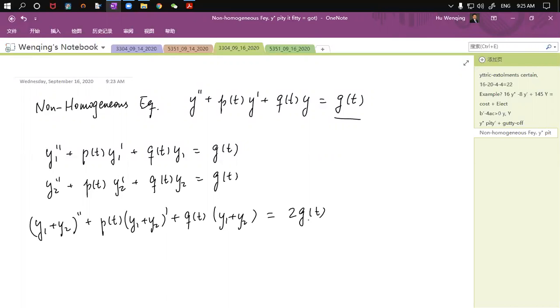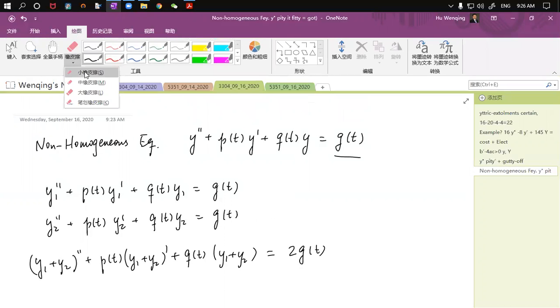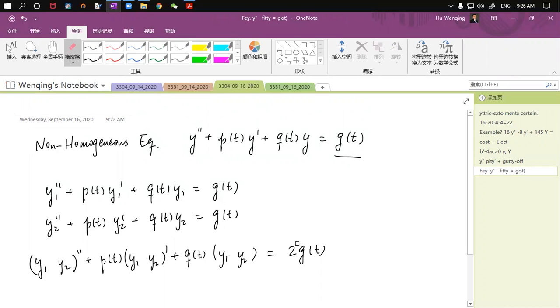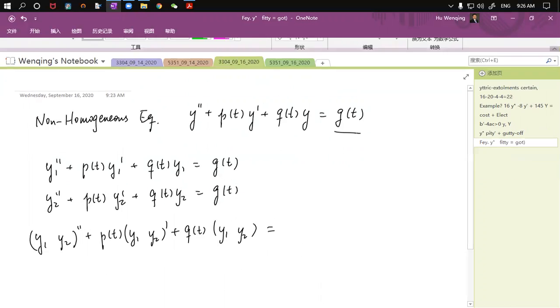So what is the next operation after addition in your mathematics classes? Let's say you learned addition some time ago in your math classes, and after addition, what's the next operation? The next operation in primary school is subtraction, right? So if we cannot do addition, why don't we do subtraction? Let's try to do subtraction.